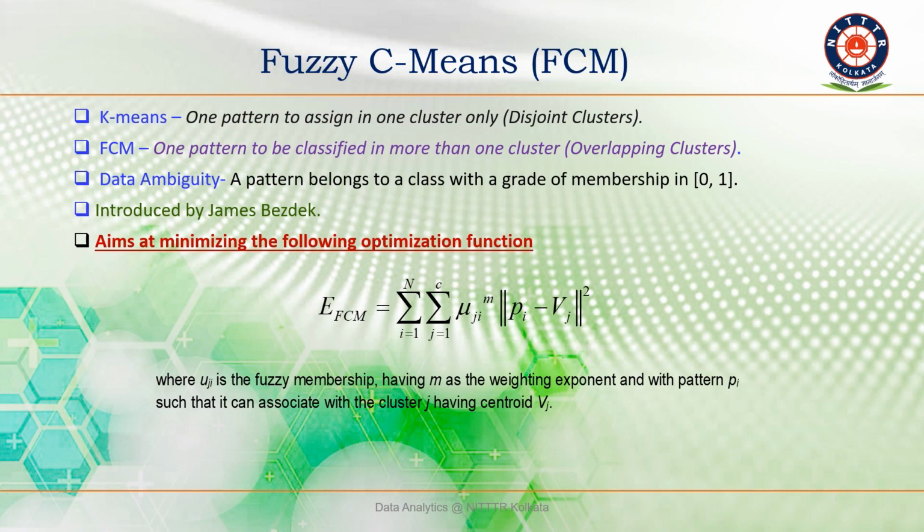The optimization function is mostly similar to the K-means clustering, but it is multiplied by a membership function with degree of fuzziness m. So, E equals the double summation of mu j i multiplied by the distance between the pattern and the centroid of the class.